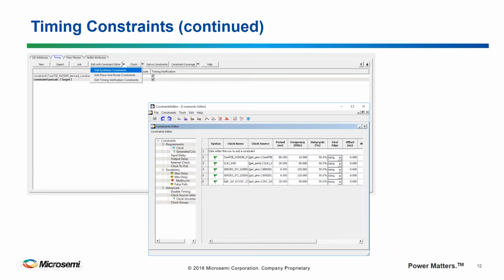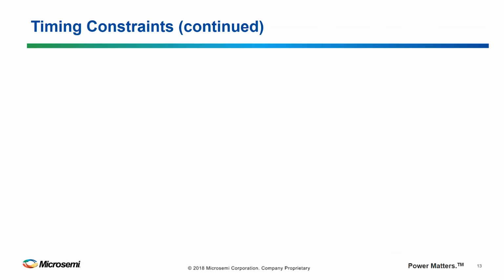And this is a look at the graphical tool. This is our SmartTime constraint editor that allows me to go in and graphically enter my constraints. I have requirements, clocks, generated clocks, input delay and output delay, as well as exceptions. And then we have some advanced constraints you can enter too, things like clock source latency.